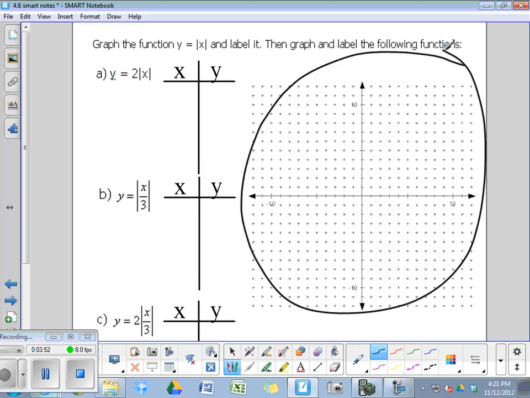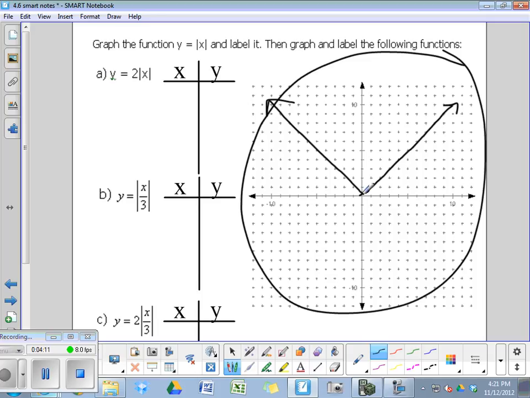For all of them, let's go ahead and graph the parent function, y equals the absolute value of x. So that's a V that starts at the origin, and up and to the right, it goes over 1, up 1, over 1, up 1, over 1, up 1.